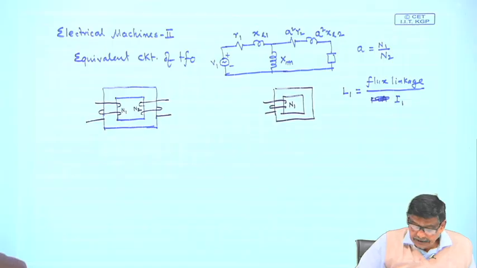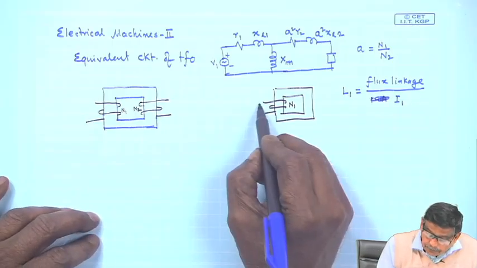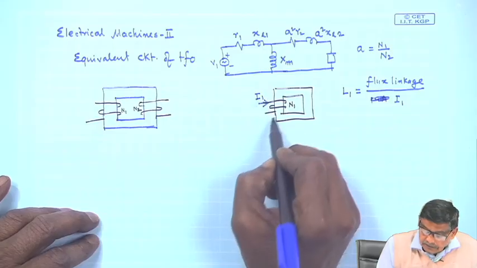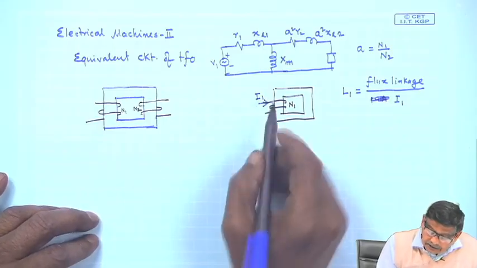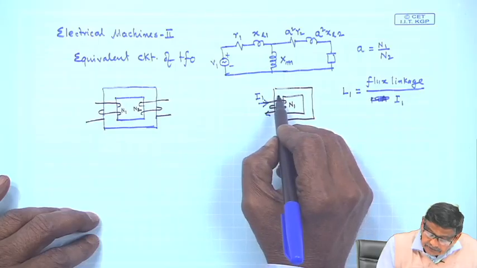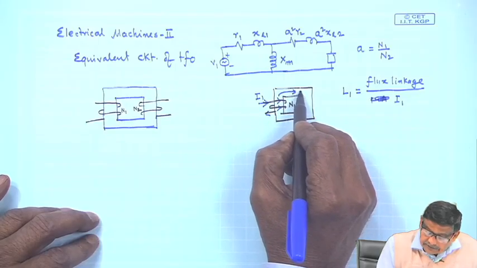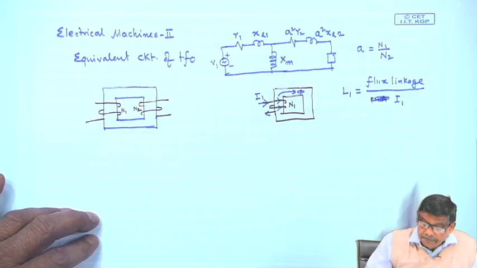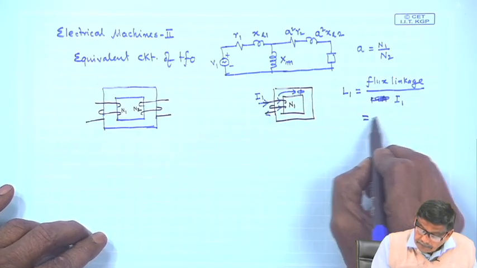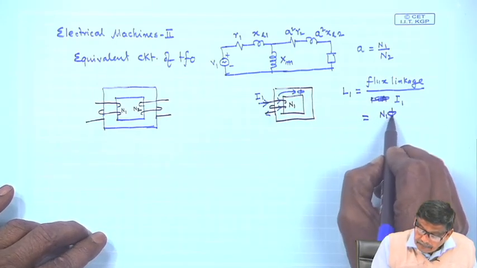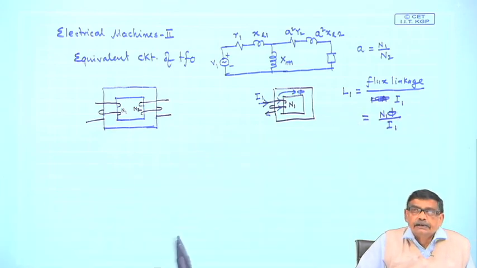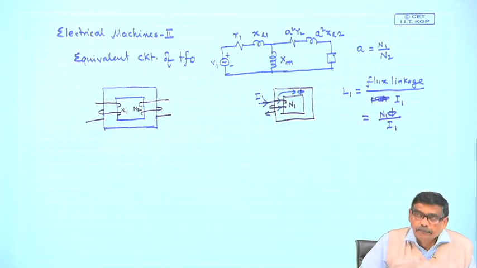Now, what is flux linkage? Flux linkage is, if you pass a current I1 through coil 1, it is going to produce a flux like this. This is phi. So, this N1 into phi divided by I1 is called the inductance of the coil.